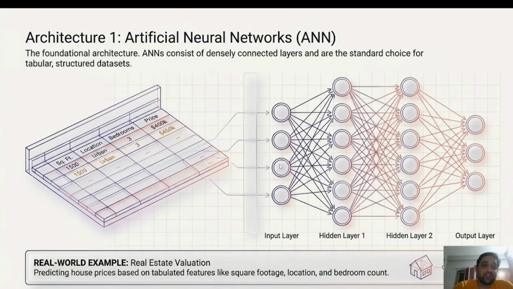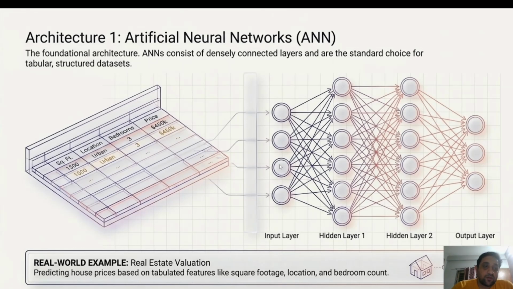Architecture 1, Artificial Neural Networks, ANN. Now we are going to explore four distinct neural network architectures, each designed for different types of problems. Think of them as different engine designs: a car engine, a jet engine, a rocket engine. Same principle, very different use cases. Architecture 1, ANN, Artificial Neural Network.